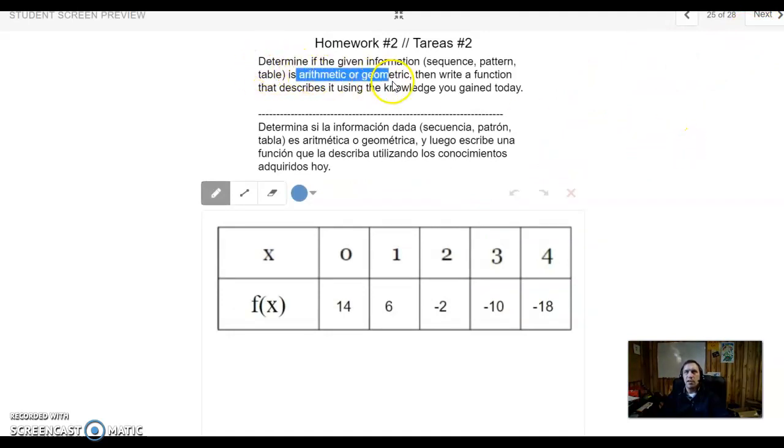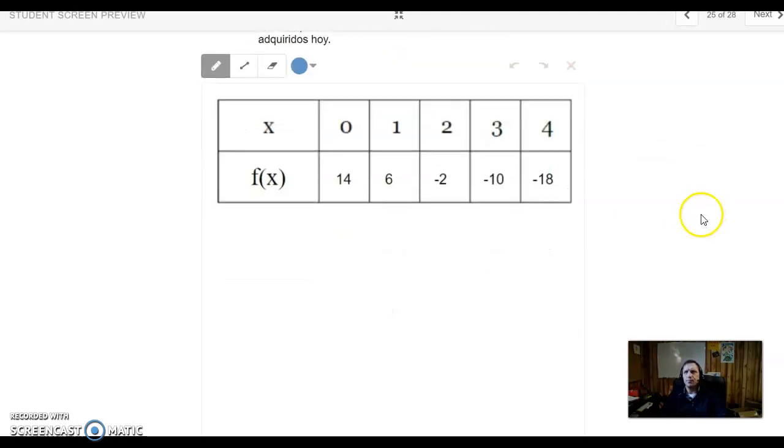All right, so let's move to this next one. We've got to figure out, is it arithmetic or geometric? And then we're going to write a function. So if we look at this, it looks like I'm going down from 14 to 6, 6 to negative 2, negative 2 to negative 10. And it's not going very quickly. And so I'm going to guess that this is arithmetic, but let's double check. 14 to 6 is minus 8. Does that work there? Yep. So I found my rate of change is negative 8.